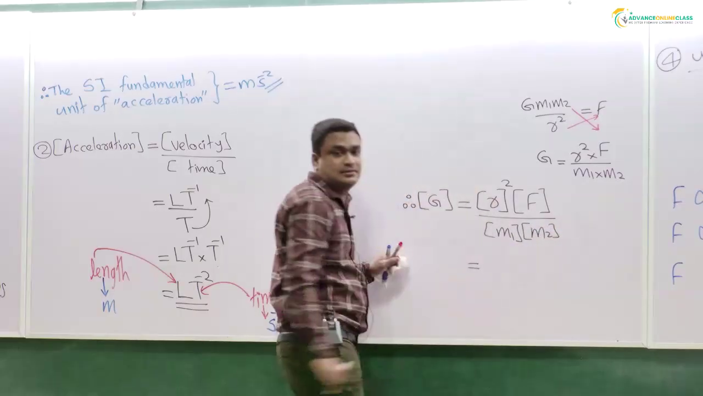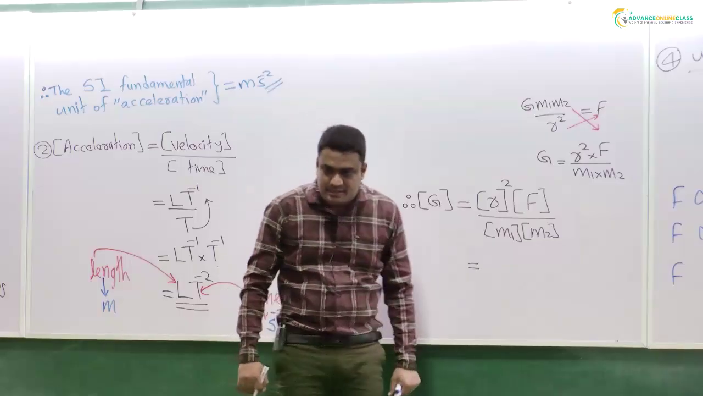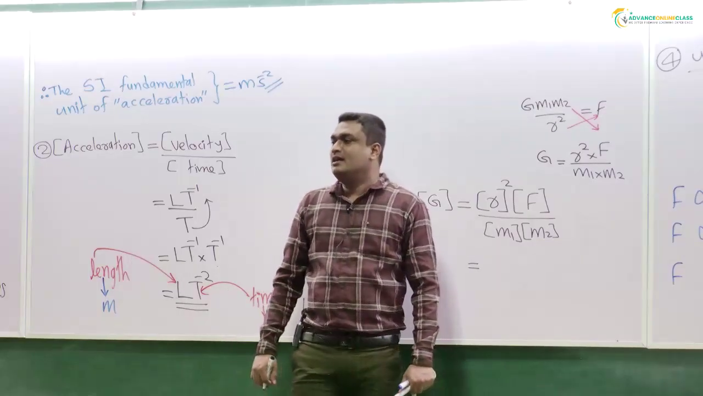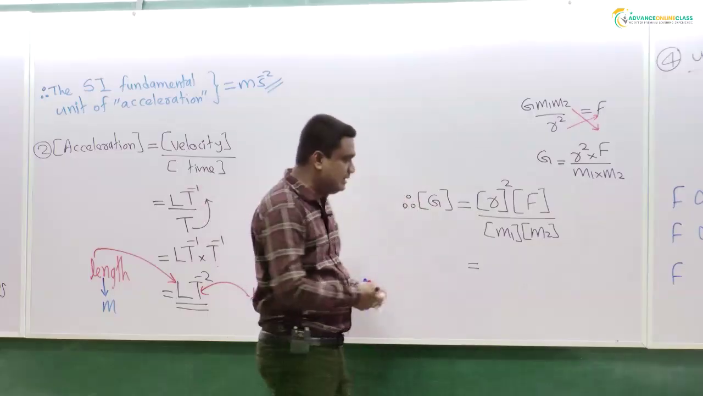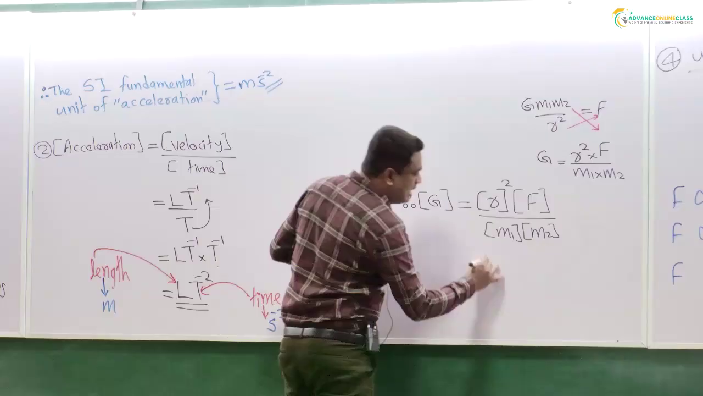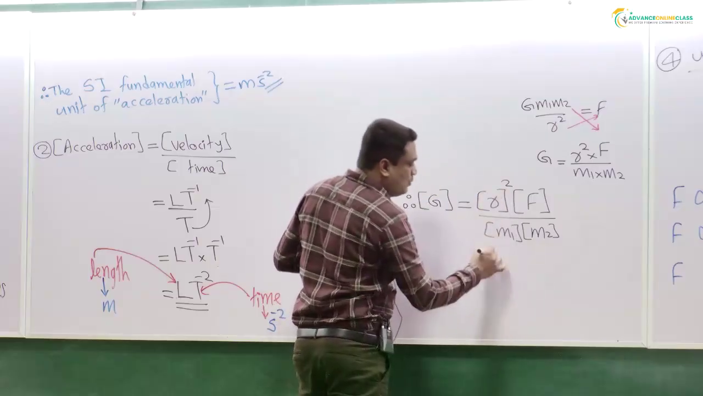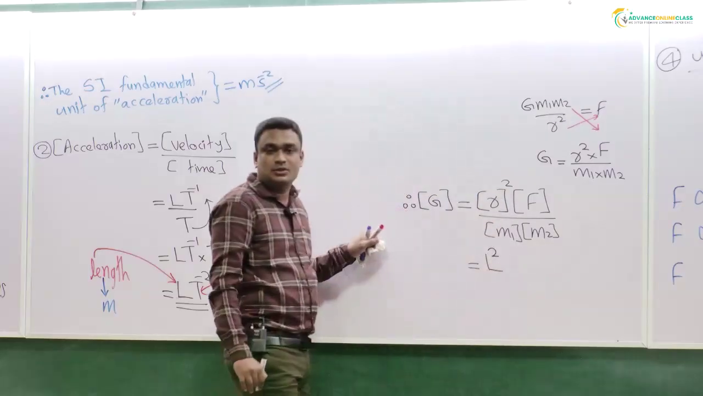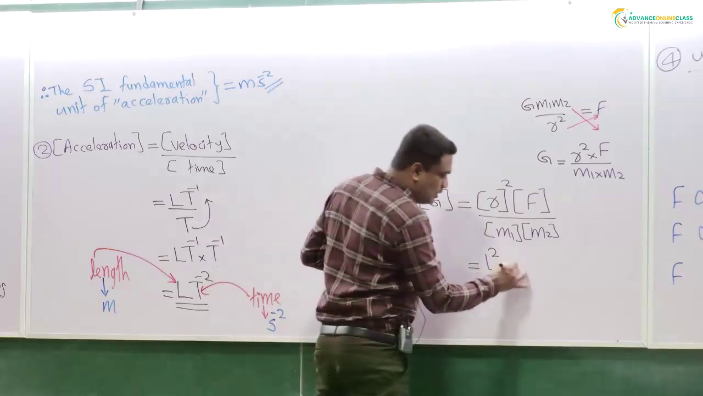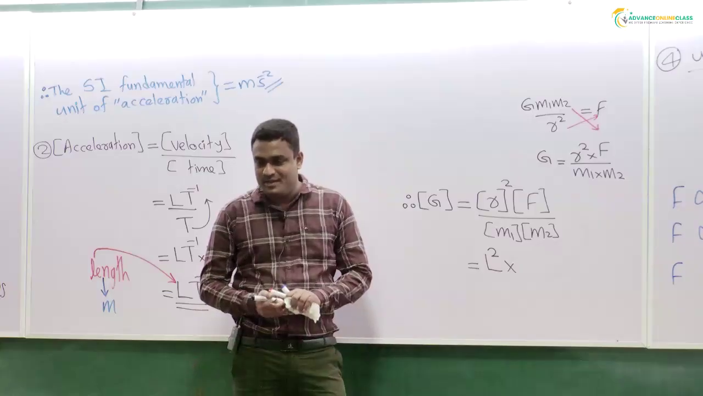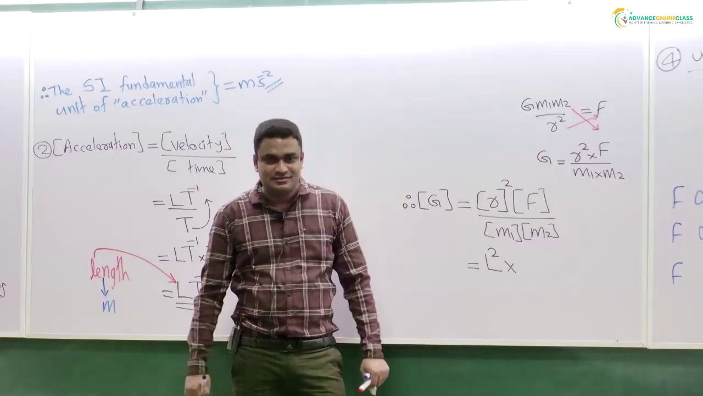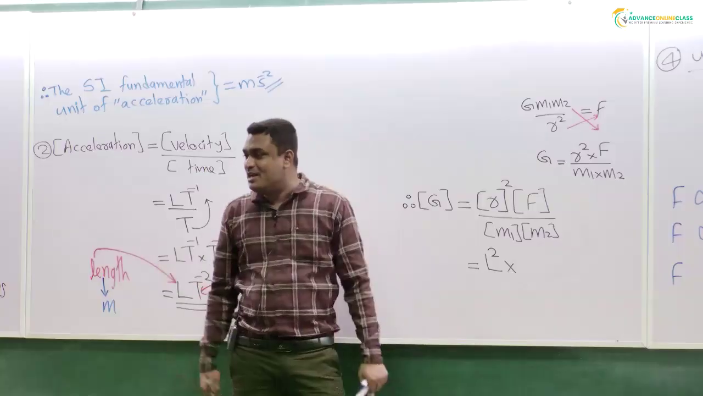Dimensions of R is a distance. Distance is a length. Therefore, dimensions of R is L, but we have a square term. Got it? Into dimensions of force. Check the book and tell me. Dimensions of force, we have found it.